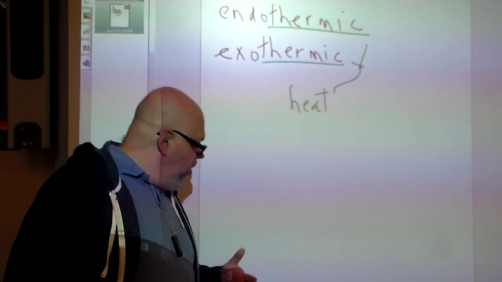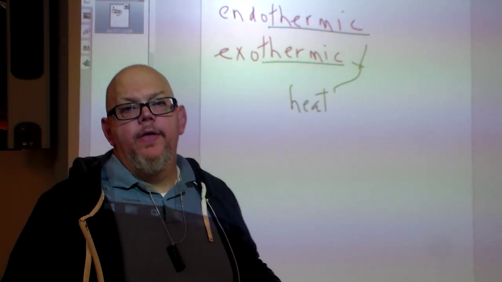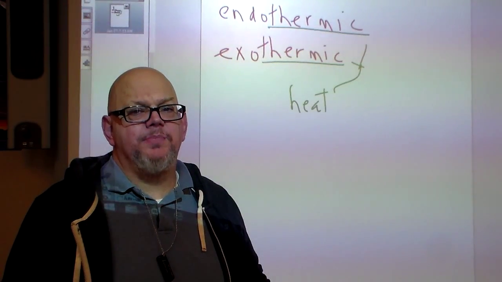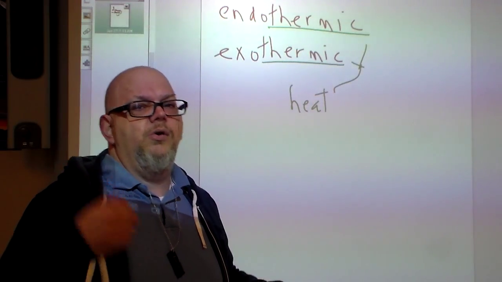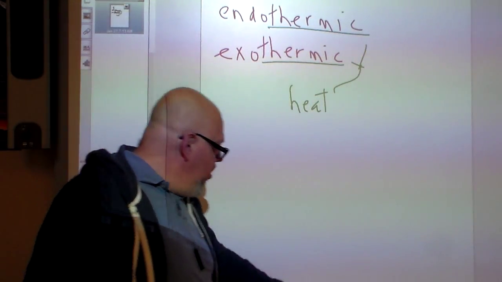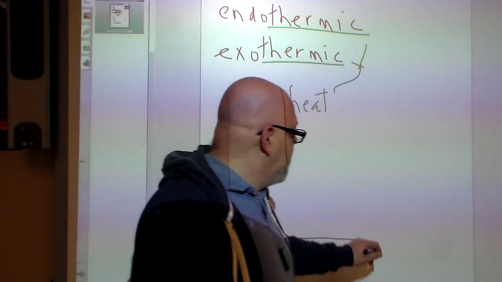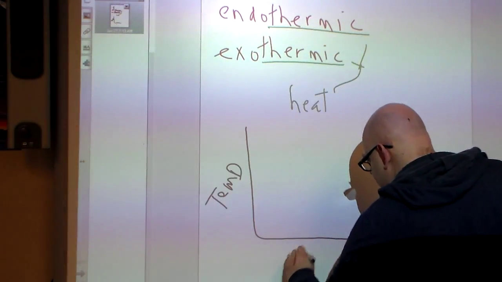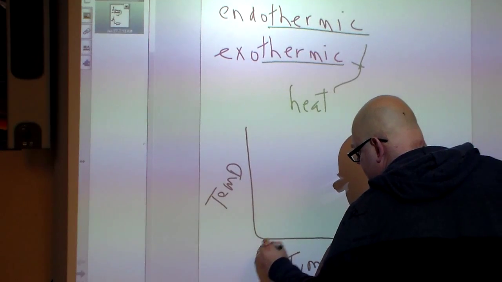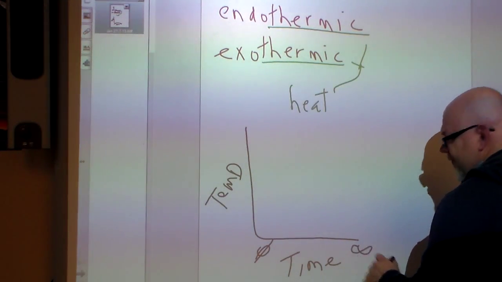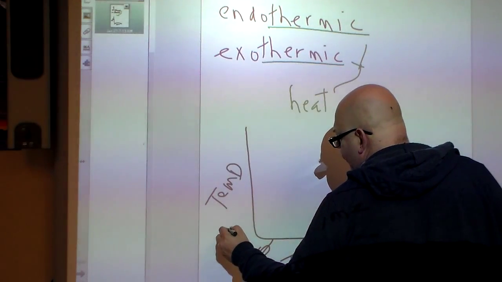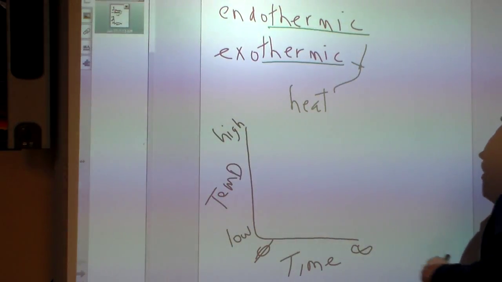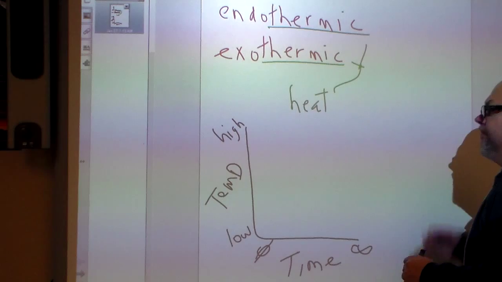Okay, so endo, on the other hand, when you're mixing things together and the heat's being absorbed, well, how in the world do we know if it's an exo or an endothermic reaction? Well, here's a big clue. I'm going to draw a graph here of temperature versus time, starting at time 0, and we'll just put infinity here for the sake of argument. And we're going to say a low temperature to a high temperature. Okay? So this is our temperature versus time graph.